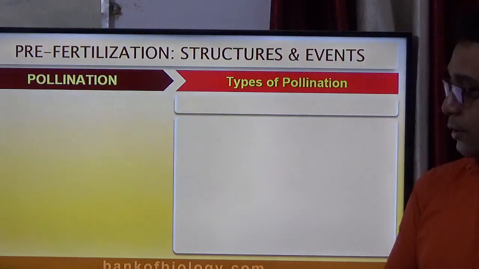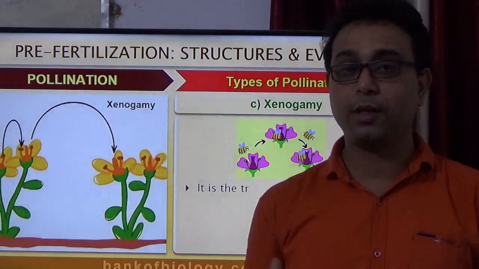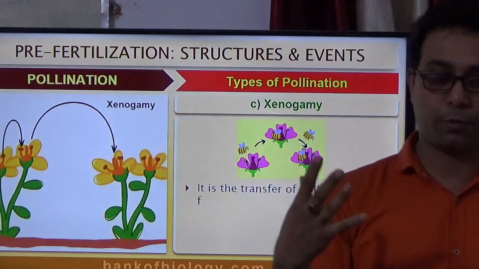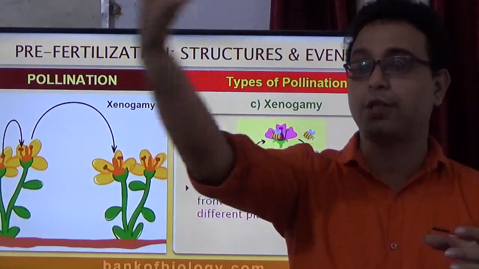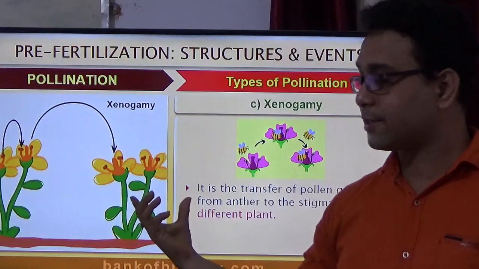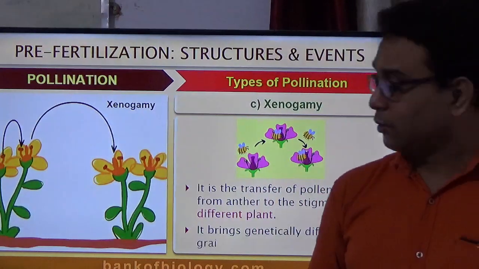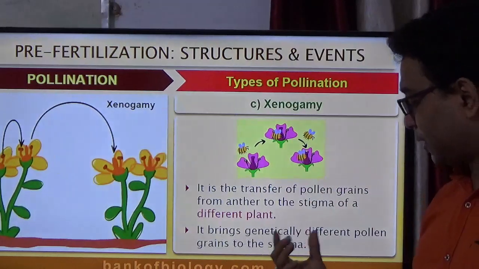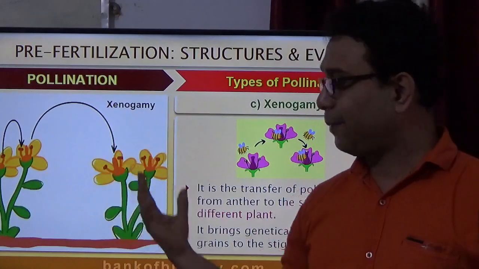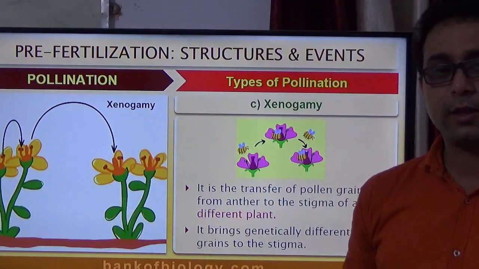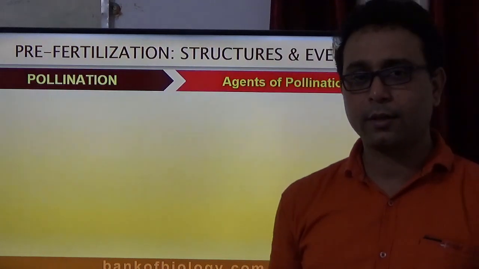Now we discuss the third type, xenogamy. It is also called cross-pollination, because here pollen grains are transferred from the anther to the stigma of a different plant, but of the same species. Most importantly, it brings genetically different pollen grains to the stigma. The two plants are different, so some genetic difference will be there. It may be the same species, but genetic difference may be there.